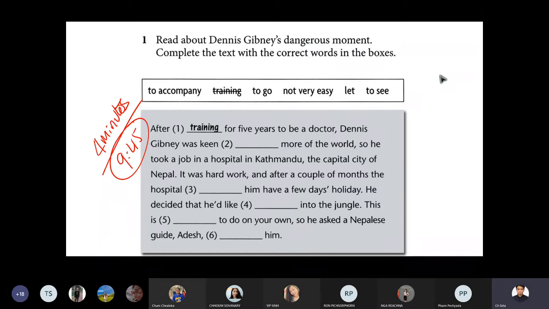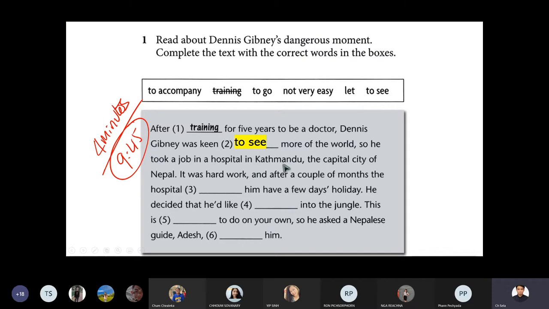Okay, okay, guys. So now let's check the answer together. Okay, number two. Jeepney was taken. Walking. Anyone can give me the answer, please? To see more. Okay, to see more of the world. So he took a job in a hospital in Kathmandu, the capital city of Nepal.